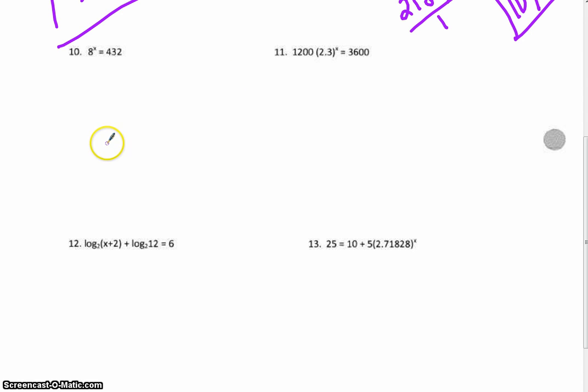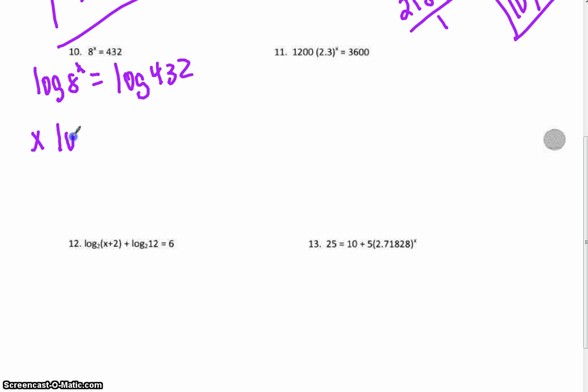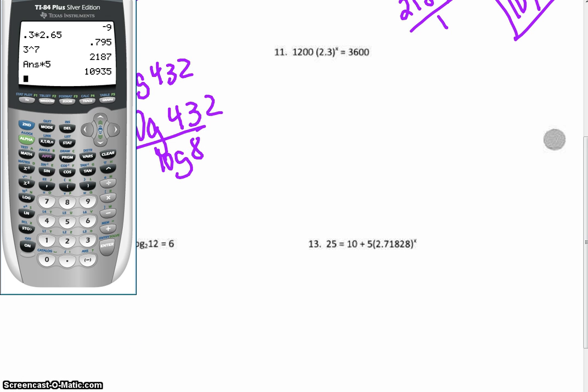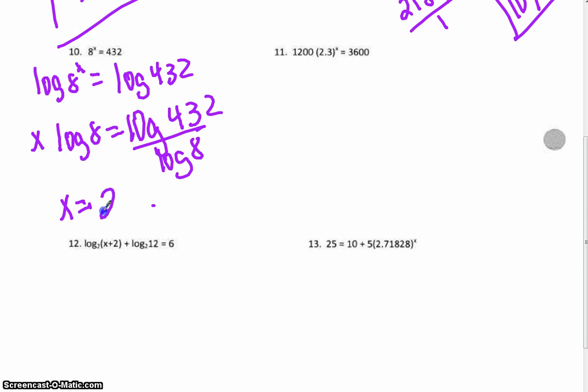8 to the x is equal to 432. You're going to put a log on both sides, and so this becomes log of 8 to the x is equal to log of 432. Move your x, and it becomes x times log of 8 is equal to log of 432. You're going to divide by log of 8, and so x is equal to, take your calculator, and log of 432, get out from under your log, divided by log of 8 gives you 2.918. So 2.918 is your answer.